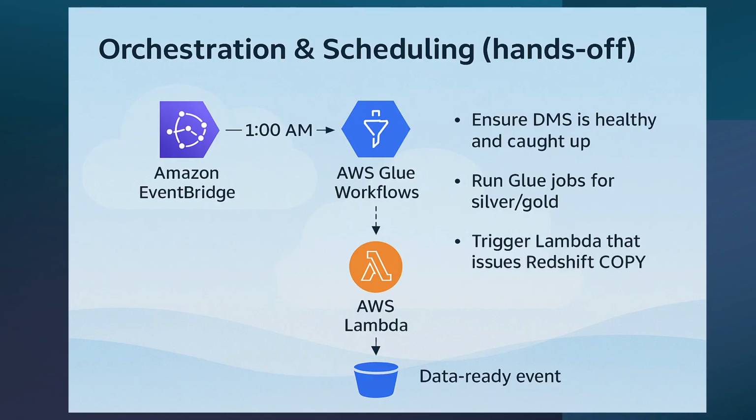And finally, EventBridge triggers a Lambda function that executes copy commands to Redshift so dashboards show fresh data by the morning. If any step fails, the workflow pauses and sends an SNS alert to our Slack channel and email group. This way, the pipeline is completely hands off and self healing.